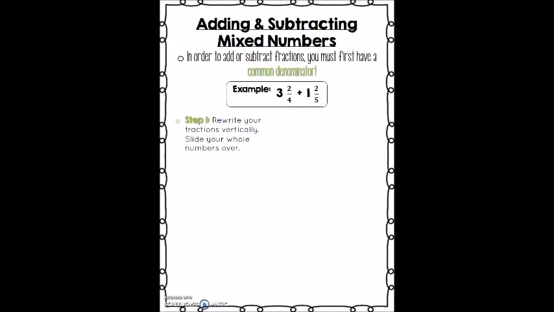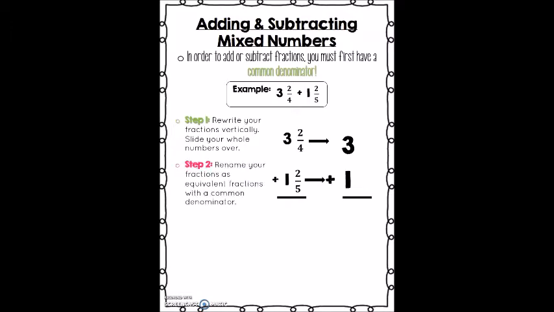Now, for mixed number problems, you're going to start by rewriting your fractions vertically and sliding your whole numbers over right away. So I'll rewrite 3 and 2/4 plus 1 and 2/5 up and down, or vertically, and then I'll slide those whole numbers over. That's going to help me keep the place value positions lined up nice and neat.